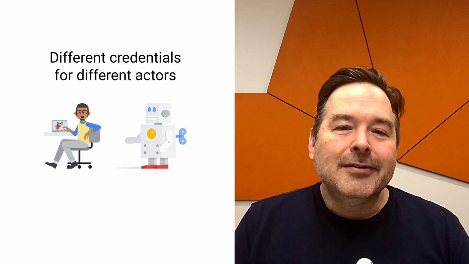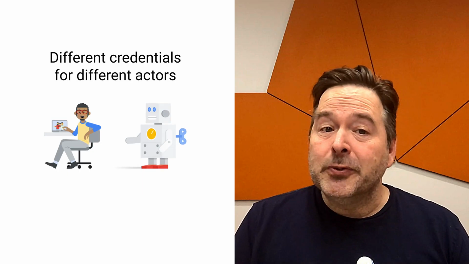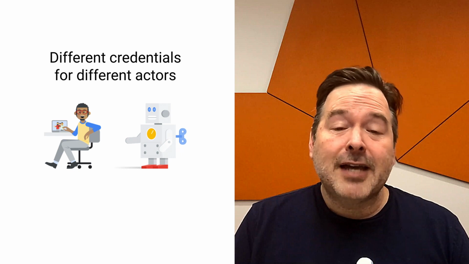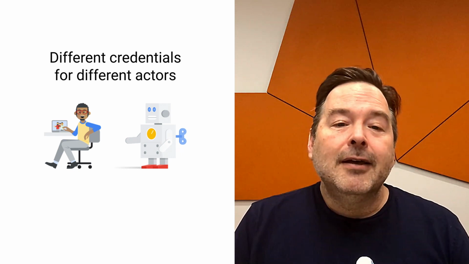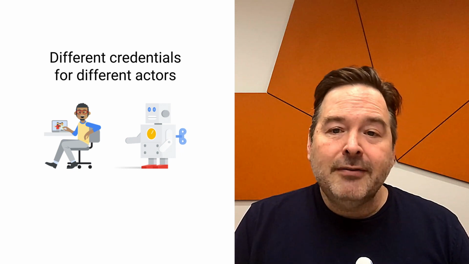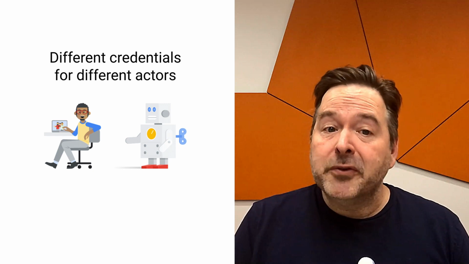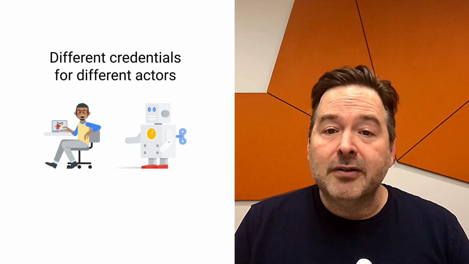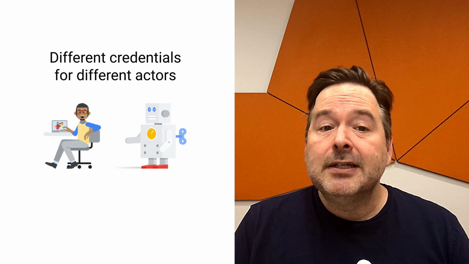In this video, I'm going to talk about and show you how to use the different types of credentials that you can use with the Google Chat API. There are two types of credentials you can use, user credentials and application credentials. User credentials are used when an application needs to act on behalf of a user, and this takes the form of an OAuth 2 access token.